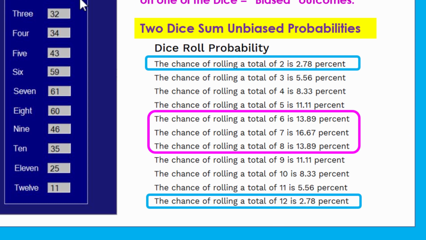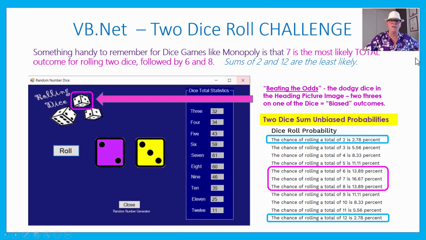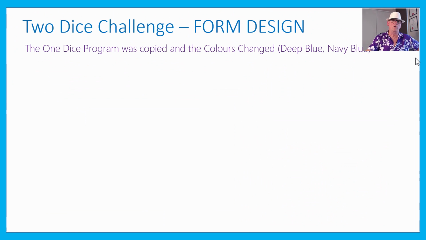So that's the sort of pattern we should find if we do a lot of rolls of our dice, and it is kind of the pattern that we're seeing here. The 2 is blocked up by that arrow, unfortunately, so you can't see it, but it was a low number. All right, so how do we get this? First, we need to do the form design.